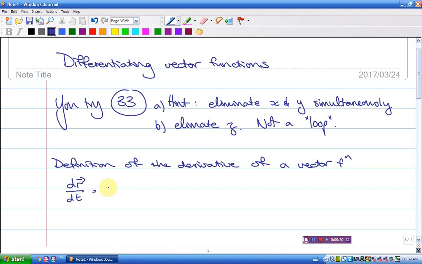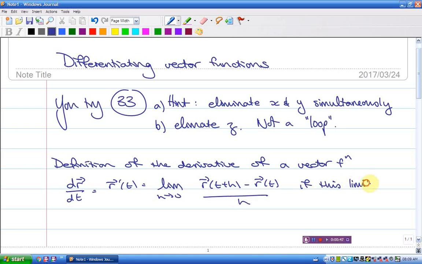dr by dt, which we can also write as r dash of t, is the limit as h tends to 0 of r of t plus h minus r of t over h, if this limit exists, which is always the small print for any limit, any definition, any derivative definition. Okay, very familiar there?